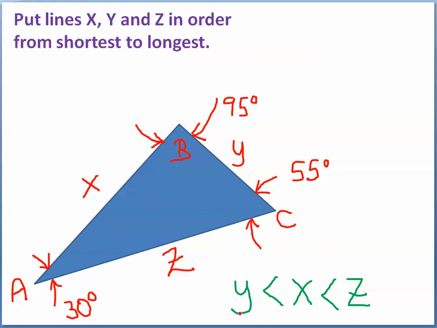Well, it turns out that Y is going to be our shortest. It's our shortest because it's opposite the smallest angle. Our next one is going to be X, because it's opposite the 55 degree angle. And Z is going to be our longest side of the triangle, because it's opposite the largest angle, which in this case is 95 degrees. So if you got Y is less than X, which is less than Z, you did it right.